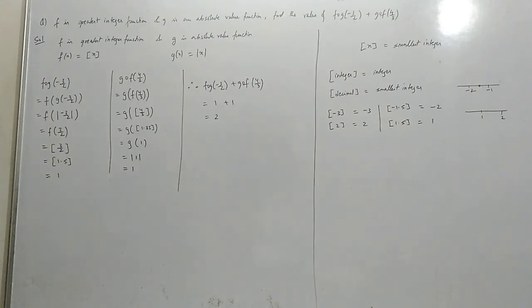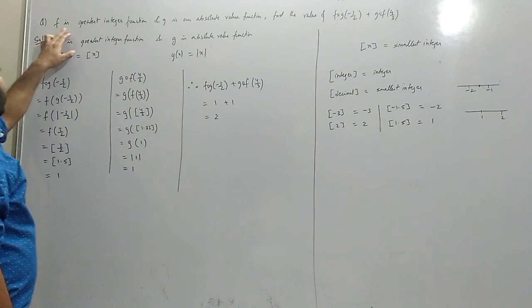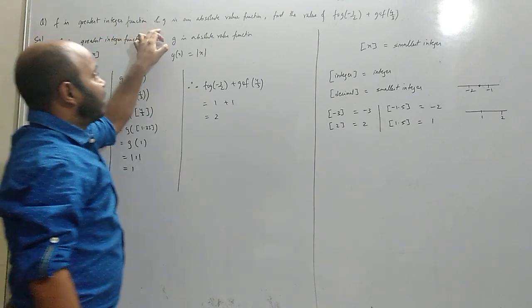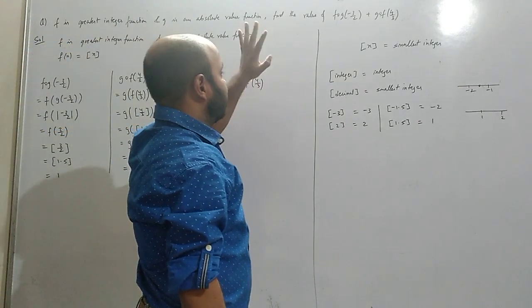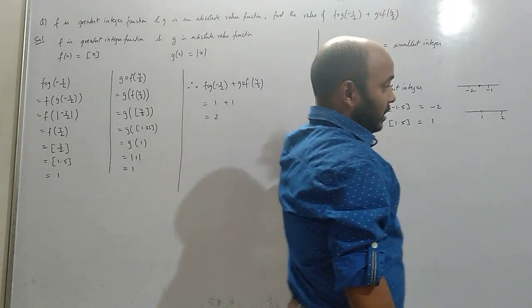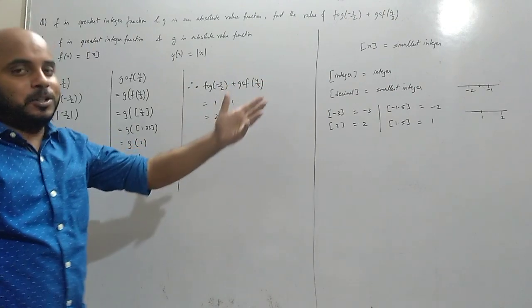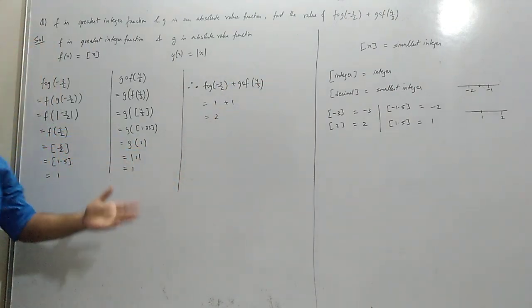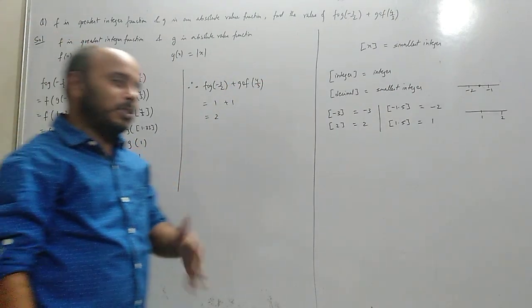Okay, now the next question is: f is the greatest integer function and g is the absolute value function. Find the value of fog of minus 3 by 2 plus gf of 4 by 3. Now, you have to remember this chapter from class 11. If you don't remember these things, you are gone.